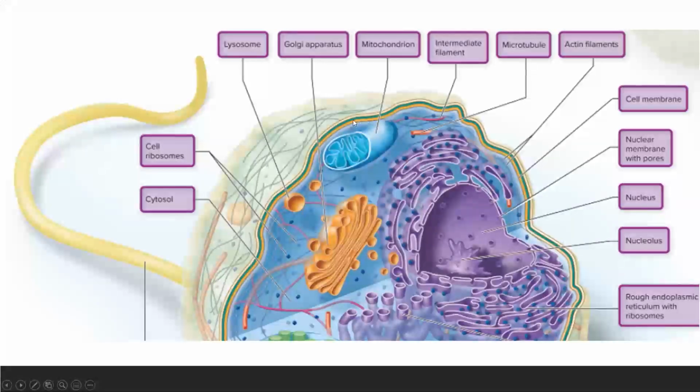We have the mitochondria. The mitochondria is the powerhouse of the cell. I know you've heard that everywhere, but it's true. Okay, so you have your inner and outer membranes of the mitochondria, and this is where the primary production of ATP, the energy molecule of the cell, is made.